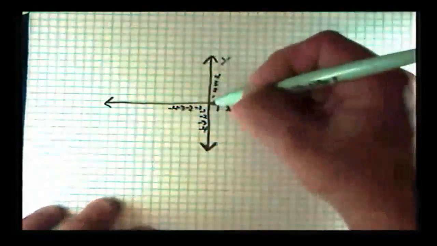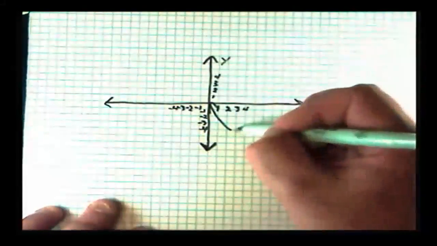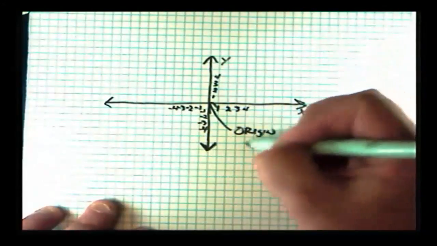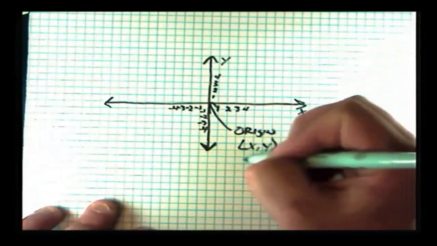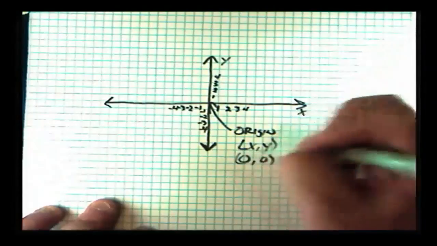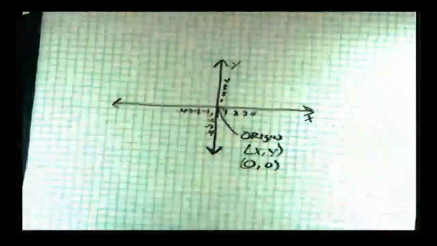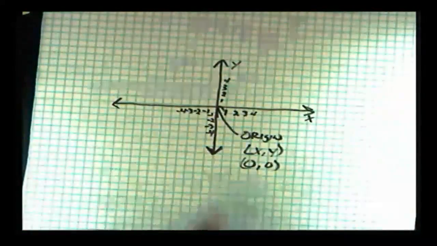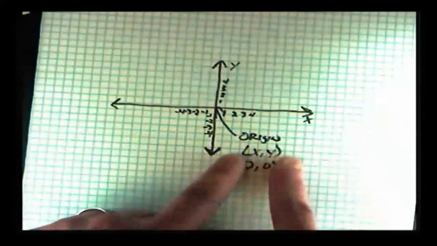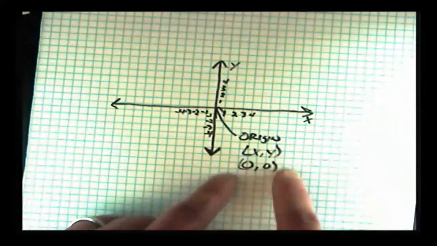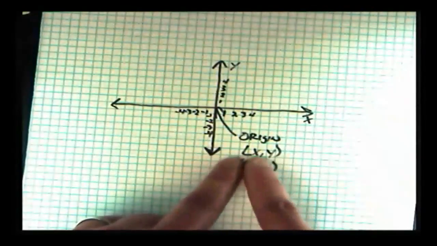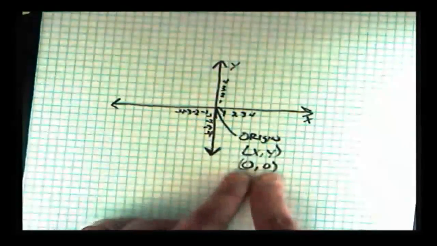And of course, we have our very middle, which we call the origin, and we denote that xy point as 0, 0. The standard notation for points is usually in parentheses like this, with x first and y second, and of course this origin point is the point 0, 0.